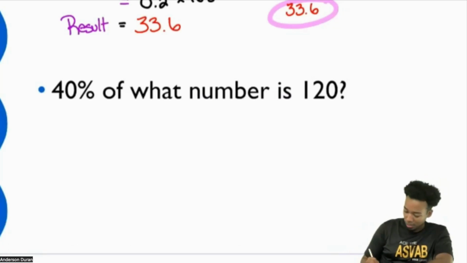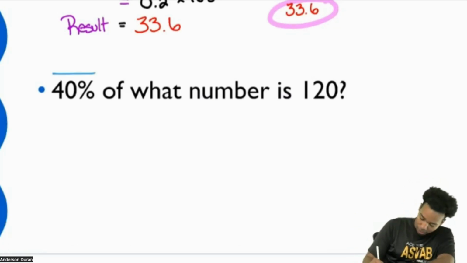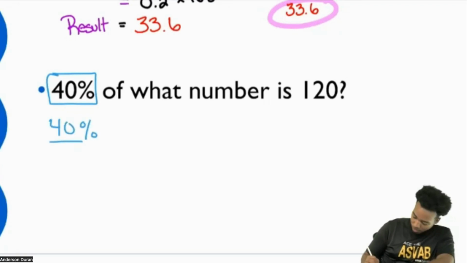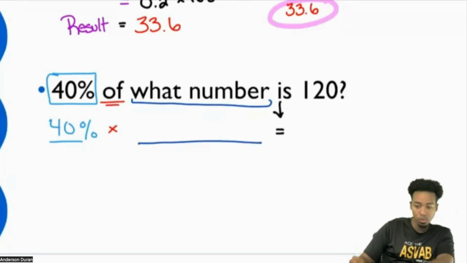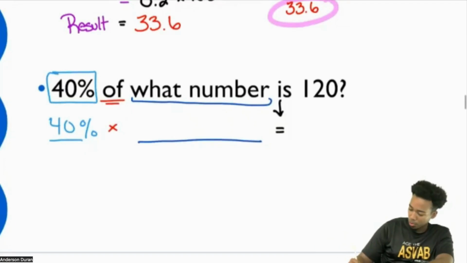And so if you look at this, everybody, look, 40%. So your percent of, the word of means to multiply. Then you see what number? Okay, I'm just going to draw a blank there. Equals, the word is means equals. And then this is where the result belongs, right? 120, this is where the result belongs. So that means that we don't have the original.